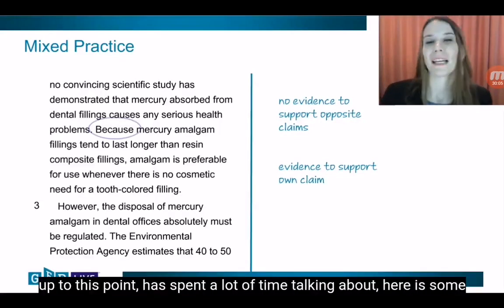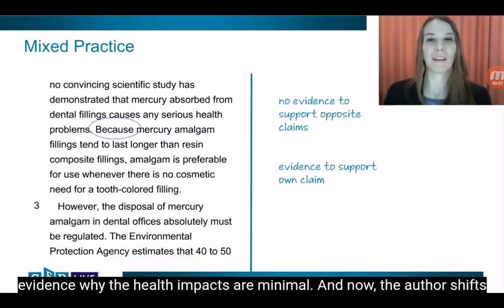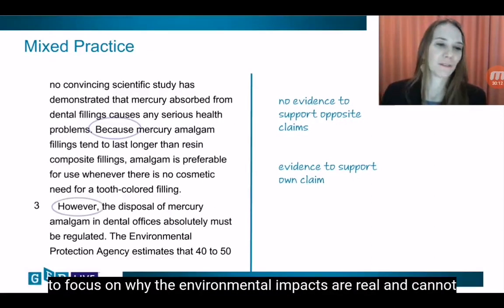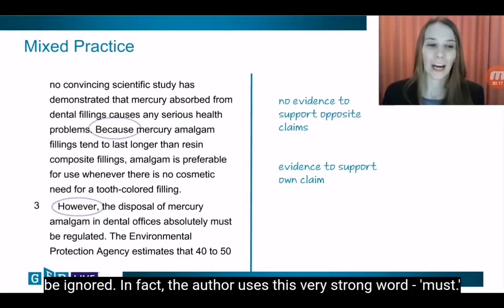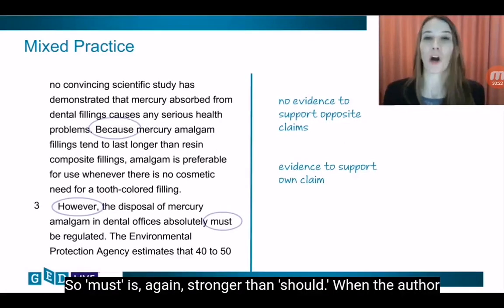Well, our author up to this point has spent a lot of time talking about evidence for why the health impacts are minimal. And now the author shifts to focus on why the environmental impacts are real and cannot be ignored. In fact, the author uses this very strong word, must. So must is even stronger than should.